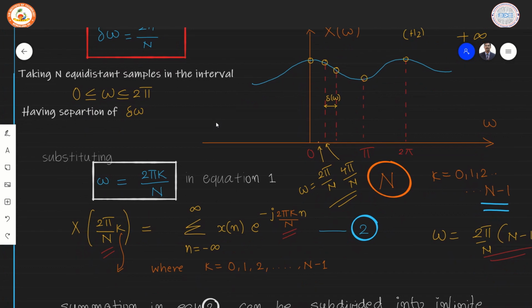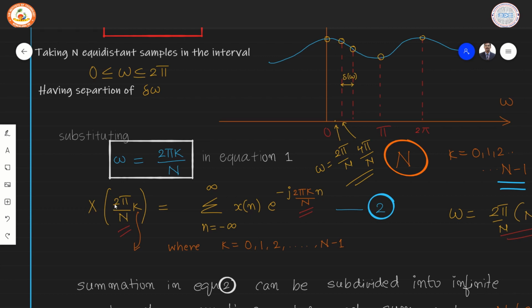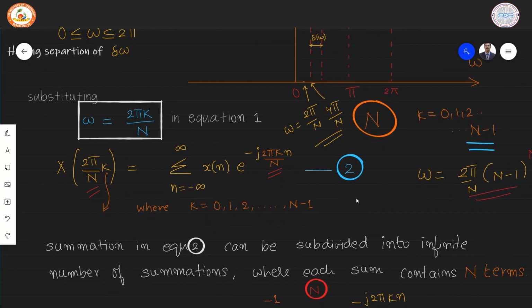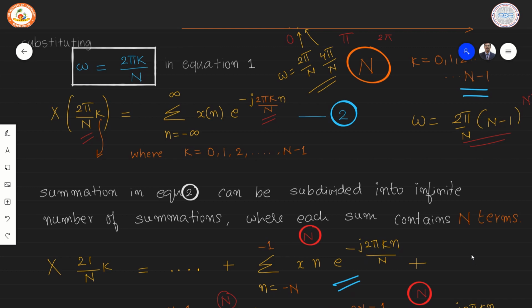So inserting this value of omega in equation 1 will give you the form like this. We can see that omega is now changed to 2 pi by N into k, and similarly in the exponent also omega is replaced with 2 pi k by N. Now this summation 2, where k is between 0 and N minus 1, has infinite number of terms, and anything which is infinite can be divided into many finite parts. How many? Precisely infinite. So here we are going to subdivide it into an infinite number of summations where each sum contains capital N terms.